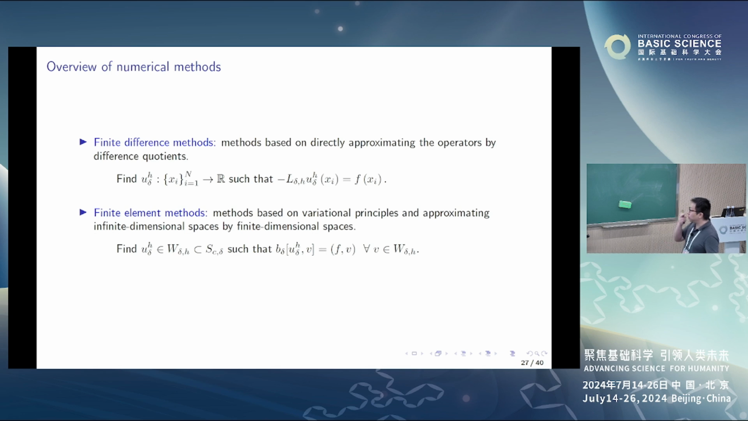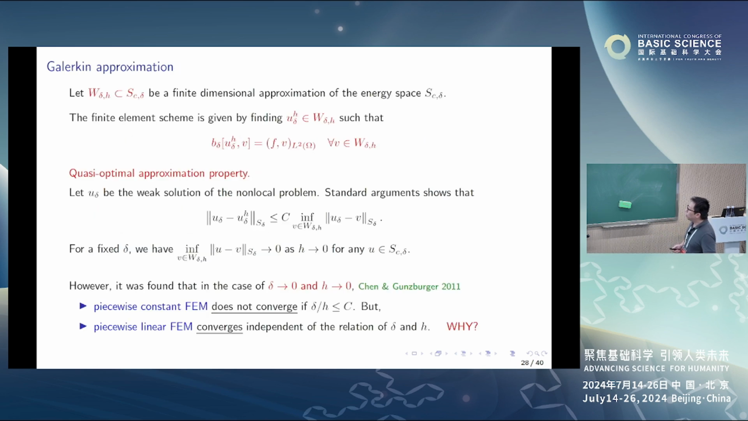Or we can consider finite element methods. So we look for a finite dimensional subspace, called W delta H. Then we look for a function in this finite dimensional subspace such that it satisfies the weak problem for all test functions in this finite dimensional space. For example, let's look at the Galerkin approximation. Using the Lax-Milgram theorem, we can prove the well-posedness, the same as for the continuous problem. By Galerkin orthogonality, the standard argument shows that our numerical solution is indeed a best approximation to the exact solution in the energy norm within this finite dimensional space. That's a standard argument.